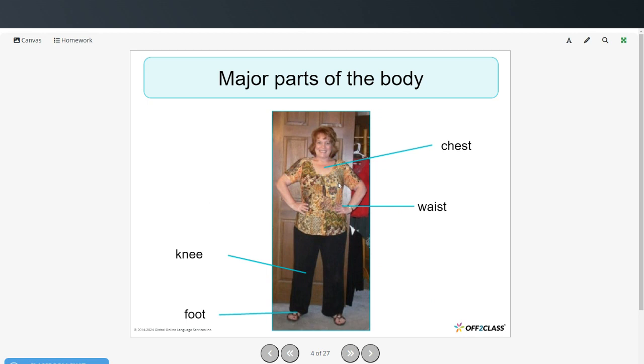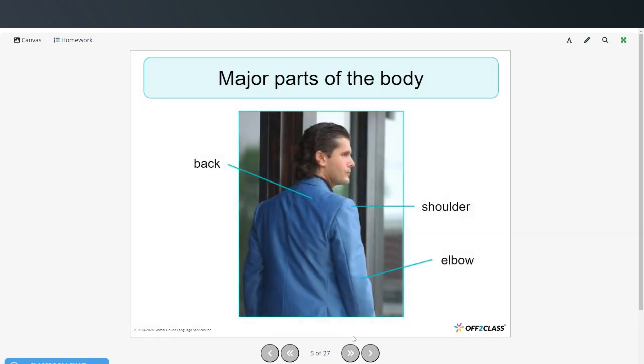Now in this picture, this is her chest, her waist, her knee, and her foot. And this is his back. Actually, the back would be the whole back of his body. His shoulder is this joint where his arm is connected at the top, and then the middle joint is the elbow.